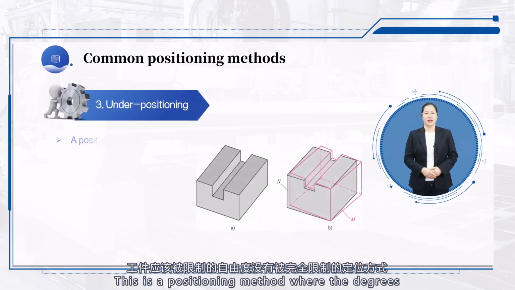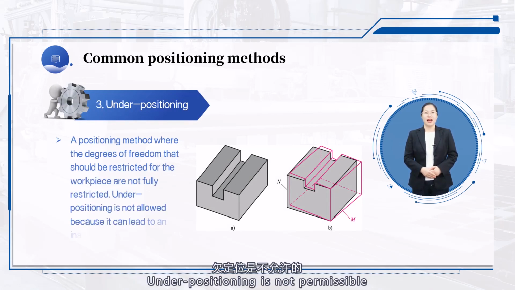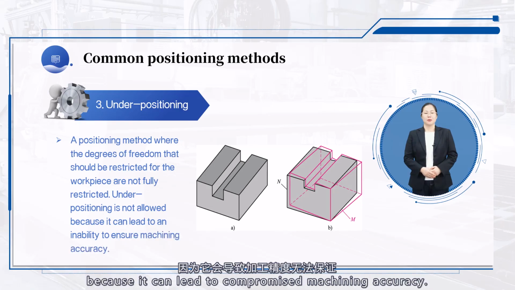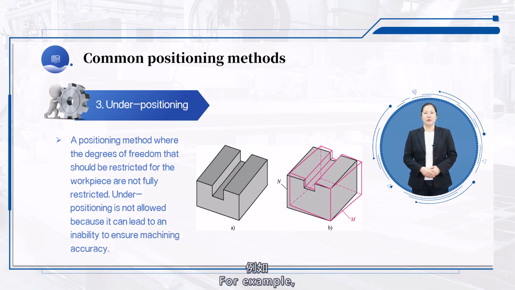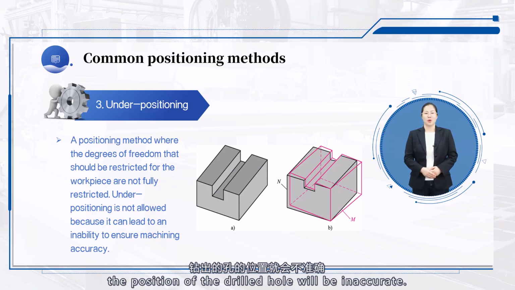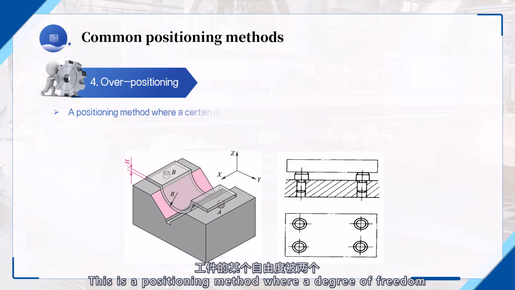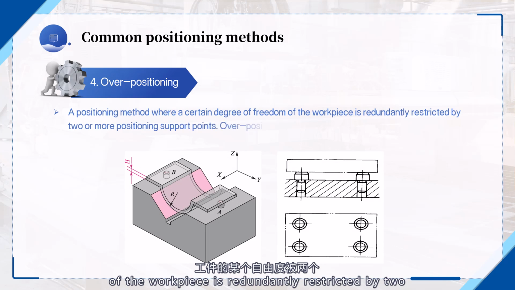Under positioning. This is a positioning method where the degrees of freedom that should be restricted are not fully constrained. Under positioning is not permissible because it can lead to compromised machining accuracy. For example, during drilling, if the workpiece's freedom of movement is not properly restricted, the position of the drilled hole will be inaccurate.